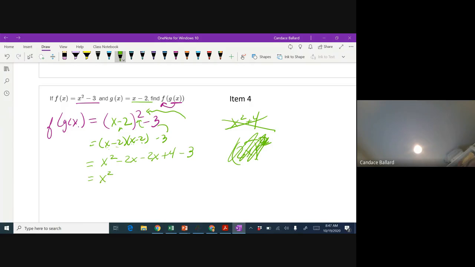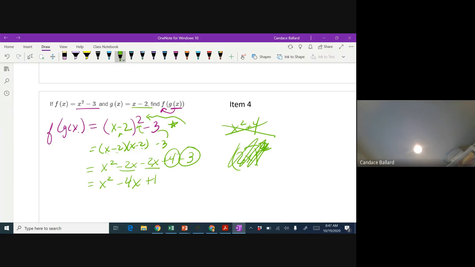All right. We've got negative 2 and negative 2 in the middle, which would give me negative 4x. And then 4 and negative 3 is positive 1. At this point where we are, I would expect you to simplify it like that, okay? You will not get full credit for just leaving it there, all right? So you need to get to this. This is the full 100% credit.